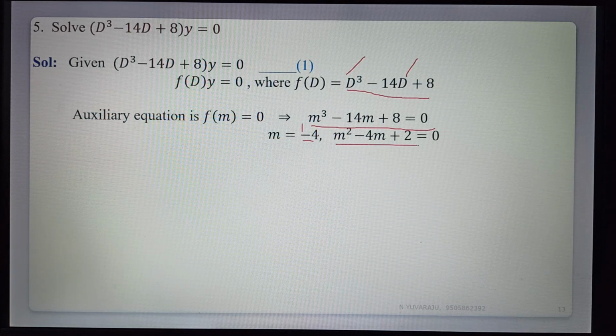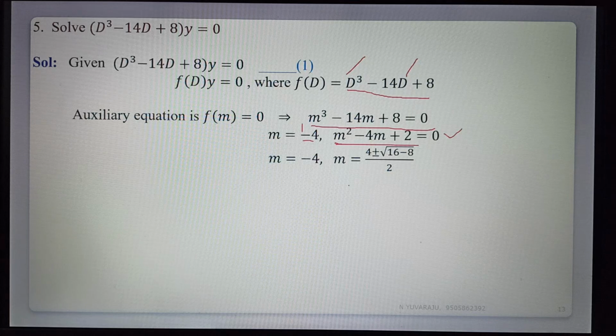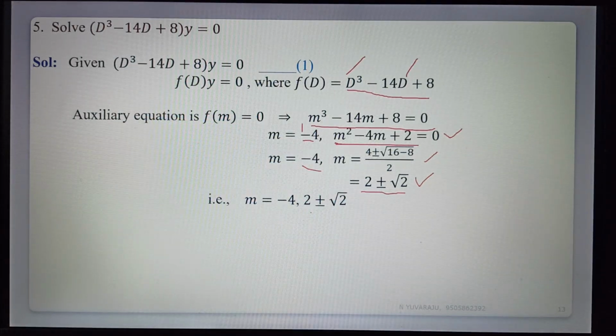For the remaining roots, dividing the coefficients of the given equation by (m + 4), we get the second equation m^2 - 4m + 2 = 0. Finding the roots using the formula (-b ± √(b^2 - 4ac)) / 2a, we get 2 ± √2. These are irrational roots, of the form a ± √b. The first root is real and distinct, and the remaining two roots are irrational. So the roots are -4, 2 ± √2.